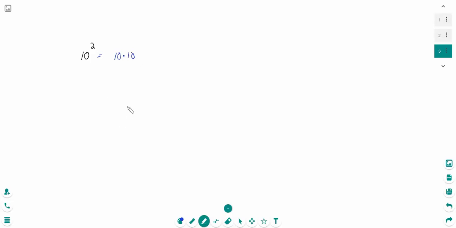Okay, remember the products for these are always really easy because all we have to do is just add up the zeros. We're going to have a 1 followed by the total number of zeros that we see in the problem. So we have a 0 here, we have a 0 here, so we're going to put 2 zeros, and 10 times 10 is 100. 10 squared is 100. So you can think of 10 squared as being a number 1 with 2 zeros.